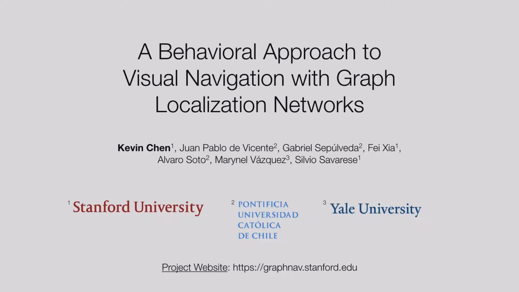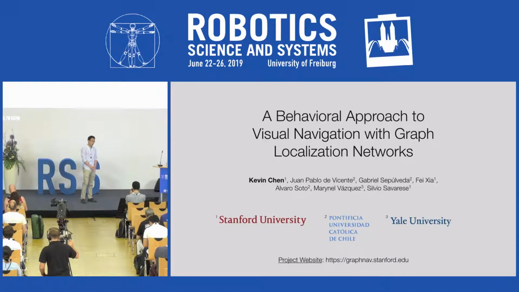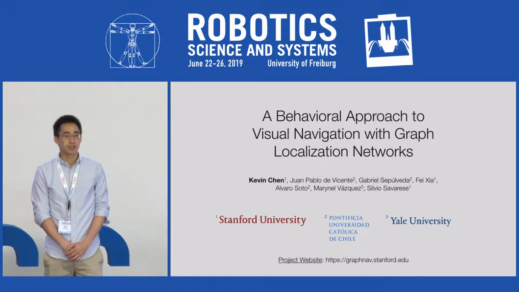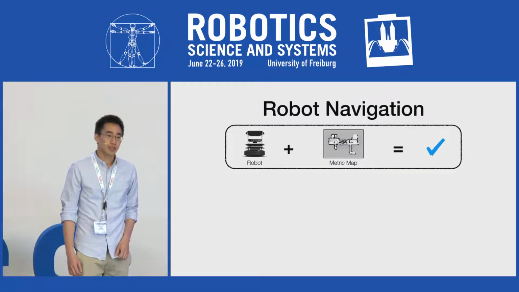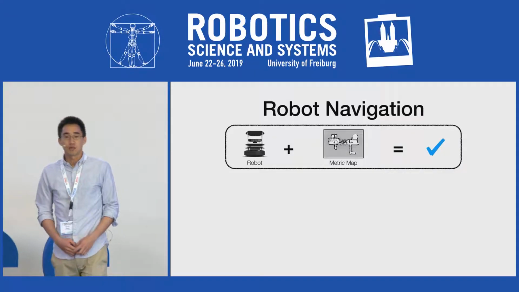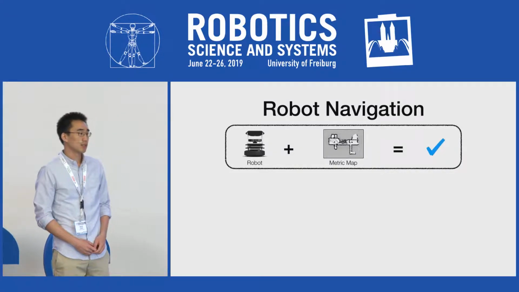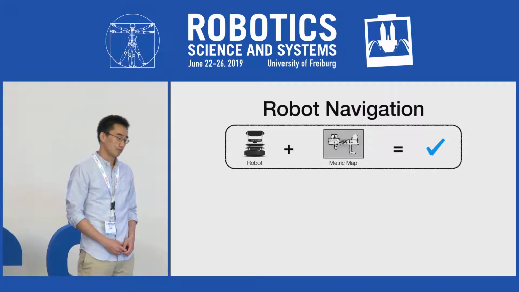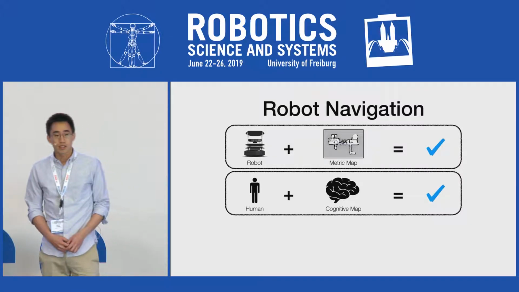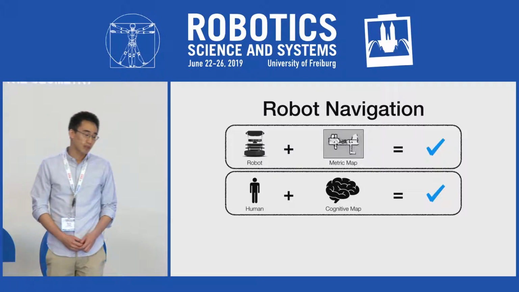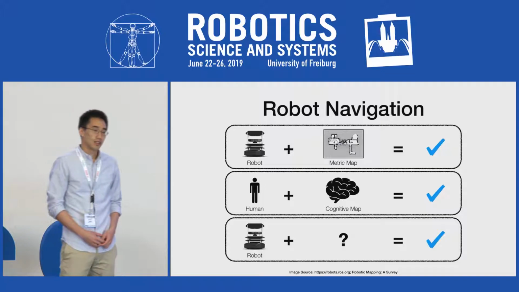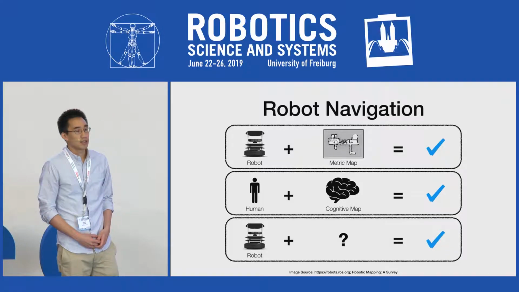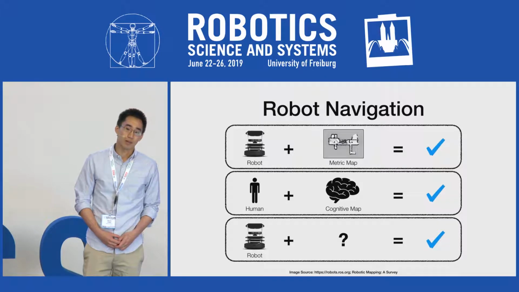Hi, I'm Kevin, and today I'll be presenting our work on topological navigation using graph neural networks. Typically, robot navigation is solved using metric maps, which requires computing the precise geometry of the environment. However, humans are able to navigate extremely well and don't require such precision. In this work, we ask the question: is it possible for robots to navigate without metric information?